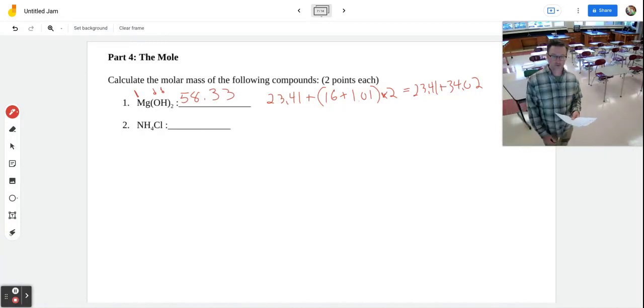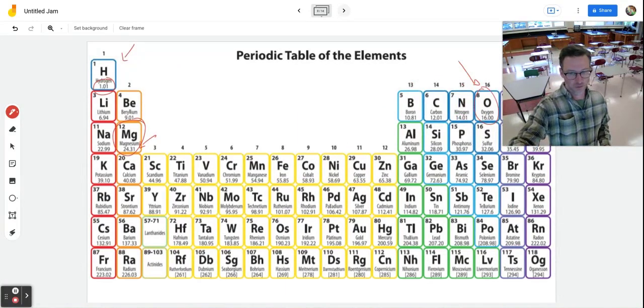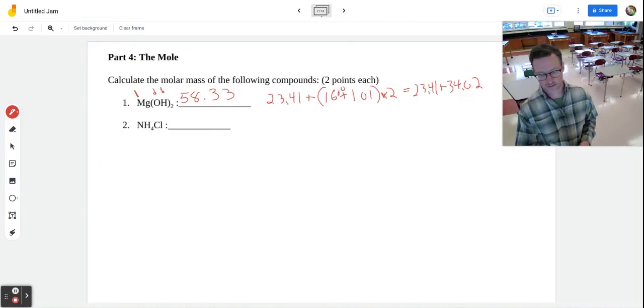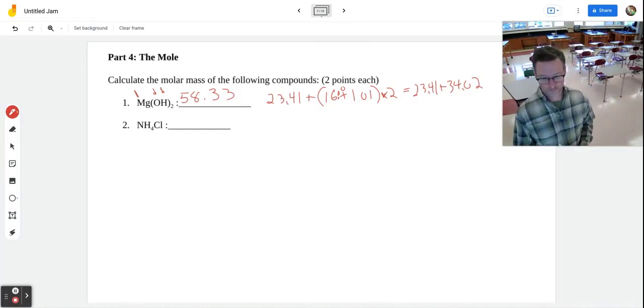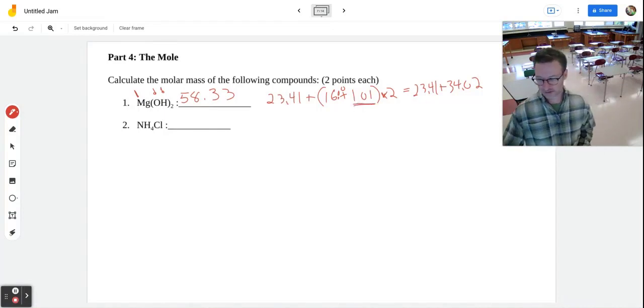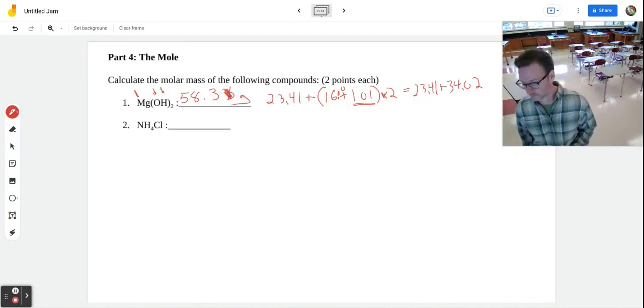Right, and I should say this is 16.00, so I don't want to throw off the decimal places there. That was my fault for leaving off those decimal places. So we're adding and we're multiplying. So really, our answer should have three digits. So we'd round that to 58.3 grams.